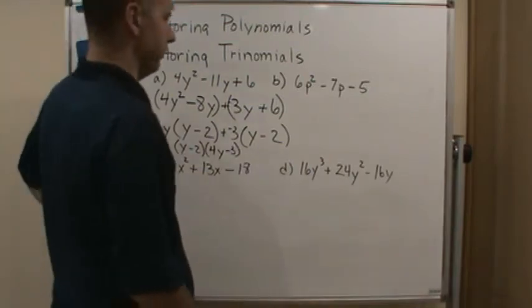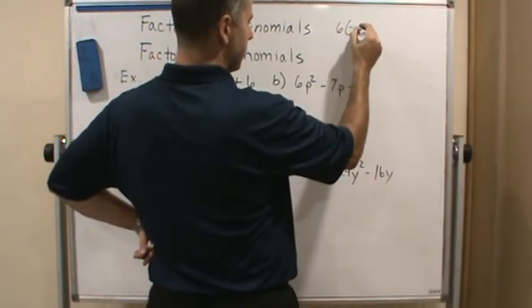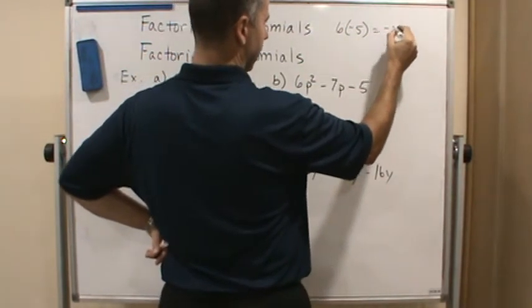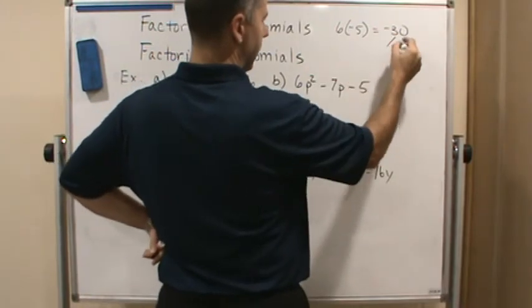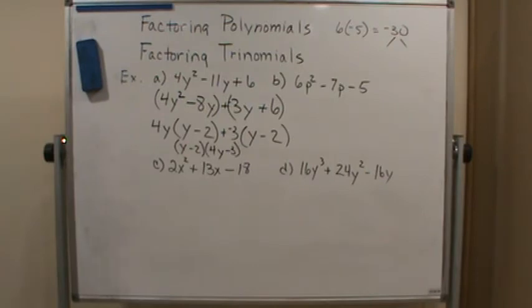Okay, let's do this one. I'm going to do it again. So 6 times negative 5 equals negative 30. So what are two factors of negative 30 that will give me the middle term, which is negative 7, the middle coefficient?